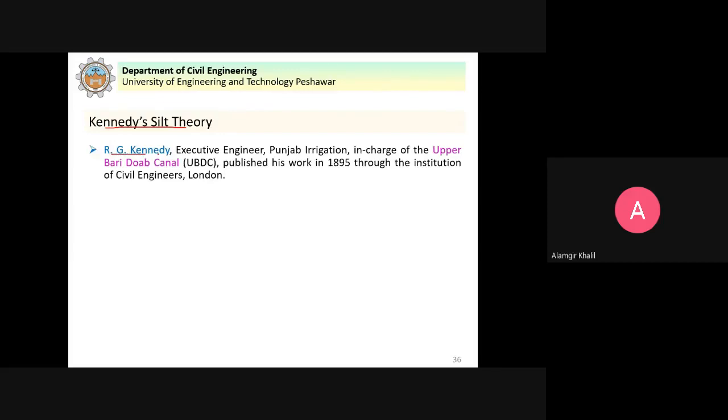R.G. Kennedy, executive engineer, Punjab Irrigation, in charge of the Upper Bari Doab Canal, published his work in 1895 through the Institution of Civil Engineers, London. So he was an executive engineer, XEN, in Punjab Irrigation, and this was in British India before partition. Clear? He was in charge of the Upper Bari Doab Canal, which is in Punjab, Pakistan.